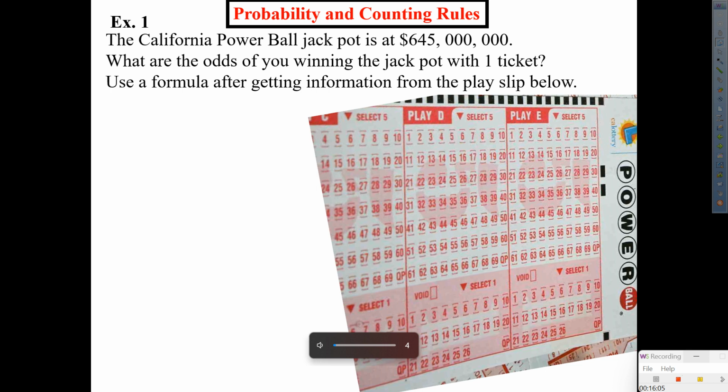What do you do with $645 million? You're like, I'll go to Johnny's. What's that? All right.